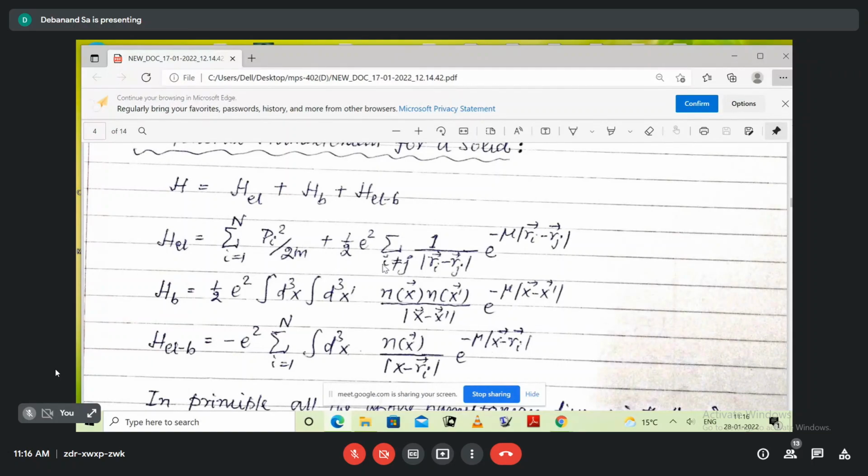So let me try explaining a bit, because these are all many body. So your electronic part has kinetic energy for each electron, identical particles. So your mass m is same for all. And I put index i, sum. So this is n electrons kinetic energy.